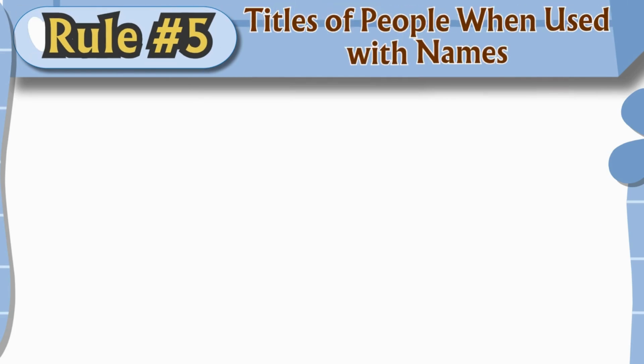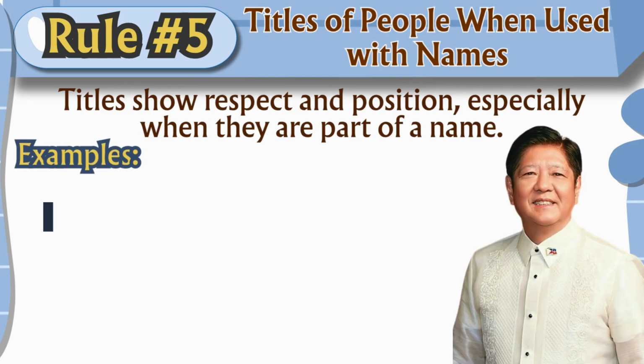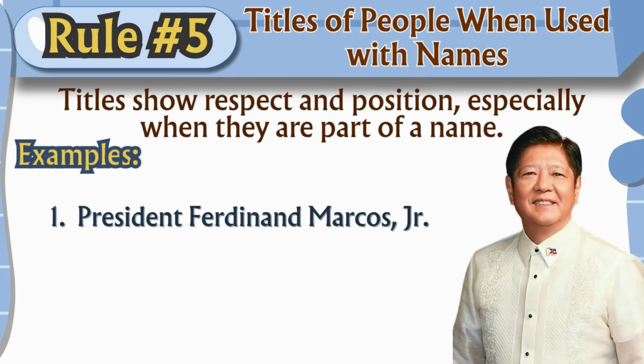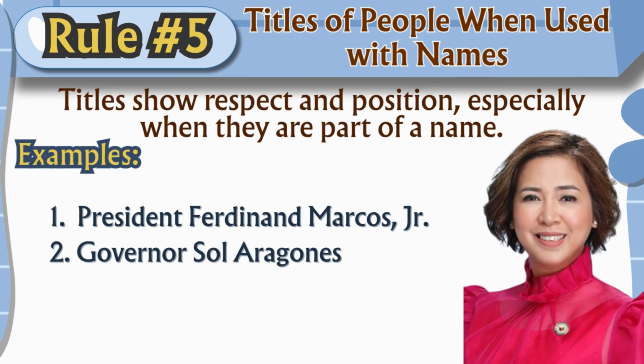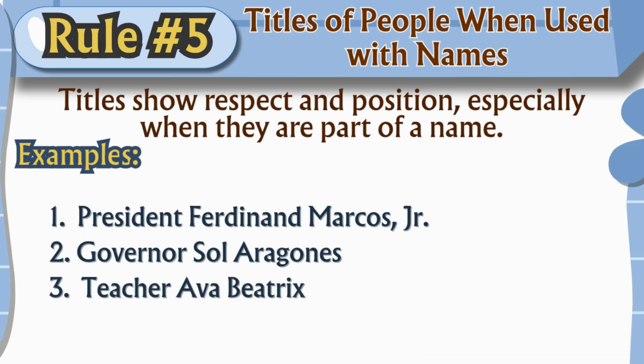All right, class, here's rule number 5. When we write titles of people together with their names, we must capitalize them. For example, President Ferdinand Marcos, Governor Sol Aragones, Teacher Ava Beatrix. All those important words and titles start with capital letters. Why? Because a title is part of their name, like a badge of respect.